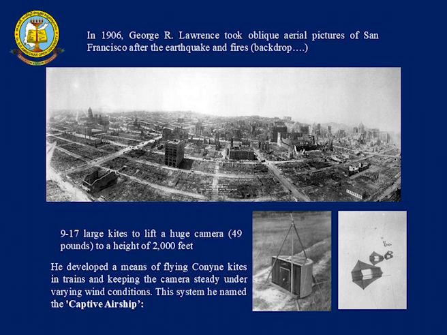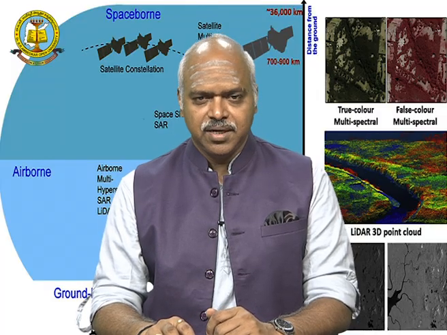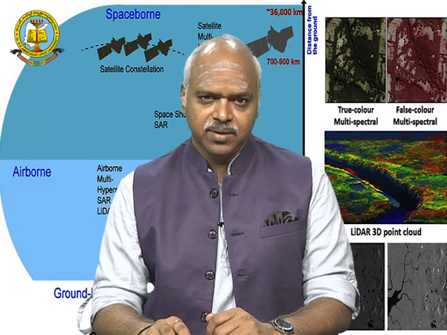So using this kind of series of 9 to 7 large kites, he created this new kite aerial photography, which he called a captive airship. Using this, when there was an earthquake in San Francisco, John Lawrence took pictures of this area, and this picture actually fascinated military people, and then he sold this for around $15,000. It is one of the best photographs taken from kites.